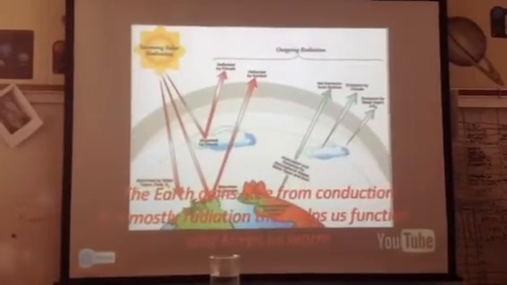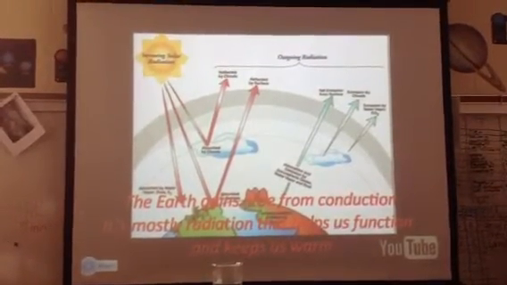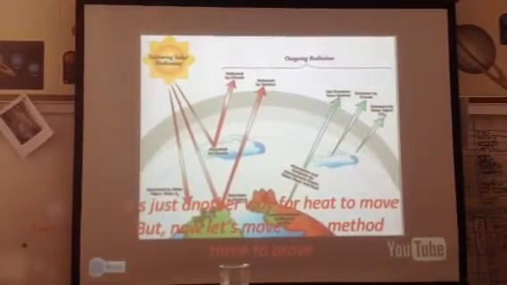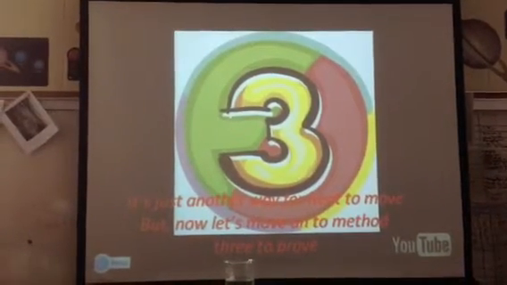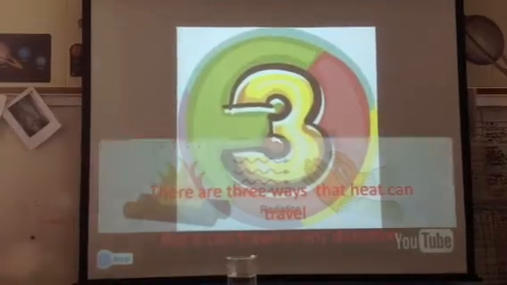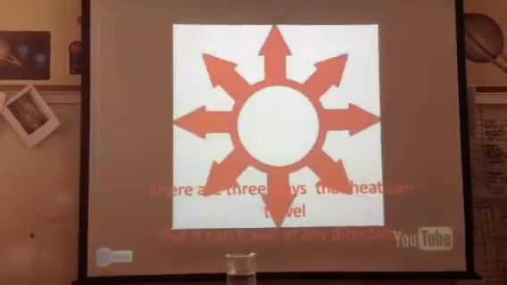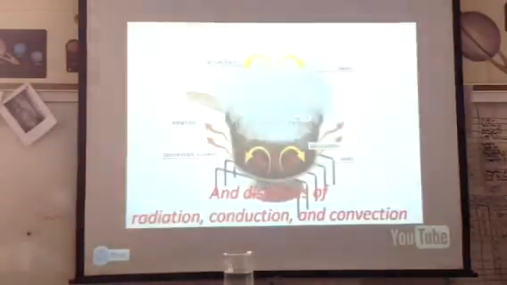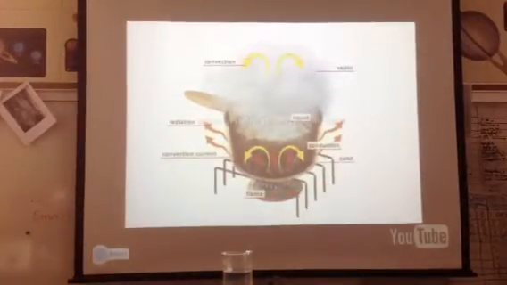The earth gains little from conduction. It's mostly radiation that helps us function and keeps us warm. It's just another way for heat to move. But now let's move on to method 3 to prove. There are 3 ways that heat can travel, but it can travel in any direction. From the sun it moves to the earth quick as a shadow and disperses in radiation, conduction, and convection.